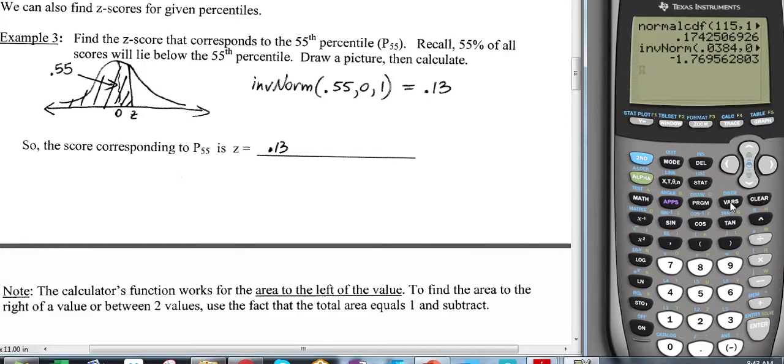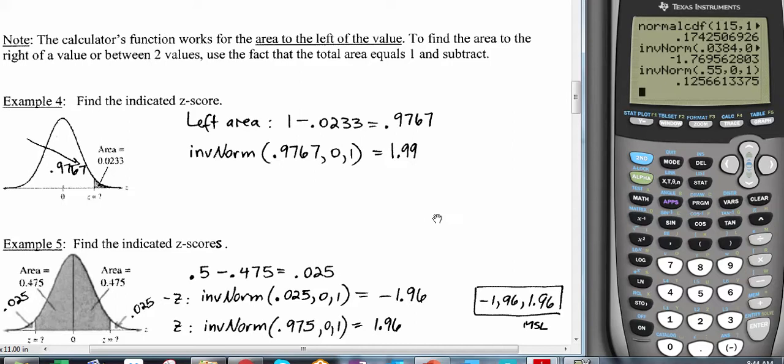We can do second distribution, go down to inverse norm. The cumulative area this time is 0.55. It's still z, so it's 0 and 1. And we would find that the z-score that corresponds to the 55th percentile to two places would be 0.13.